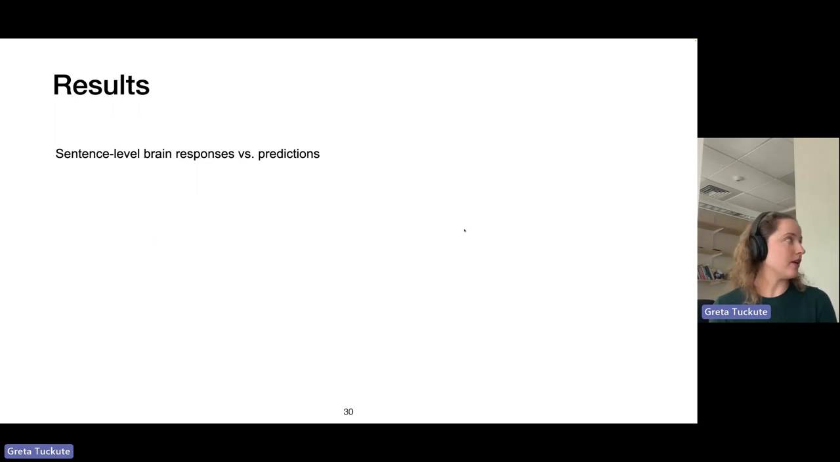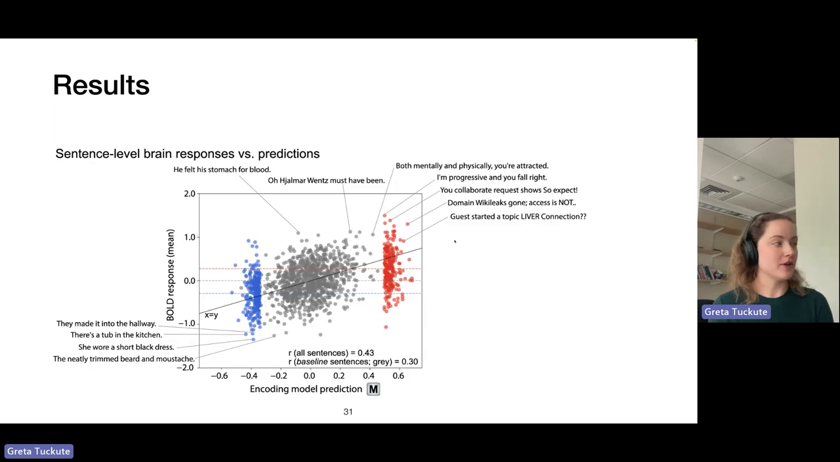So now I'll be showing you a scatter plot of the sentence level brain responses versus the predictions from the model. And that is the plot that we're looking at here. On the x-axis, we have the predictive model's predictions of what the brain response would be. And that's why we have this clustering of these red drive sentences on the right. These sentences were designed to elicit as high activity as possible. And on the other end of the x-axis, we have the blue suppressed sentences that were designed to elicit minimal activity in this network. And the gray sentences here are the naturalistic baseline sentences. They're pretty widely distributed on this scale.